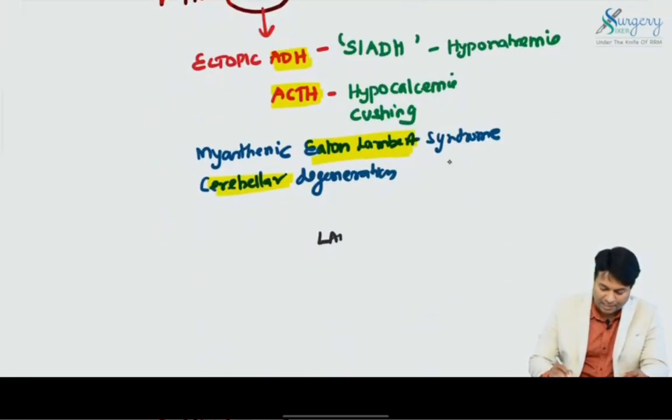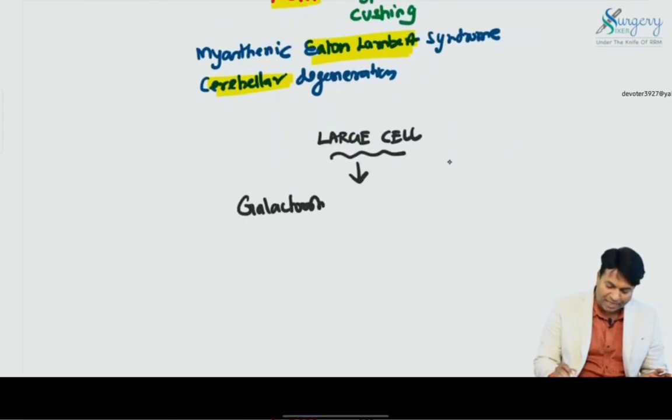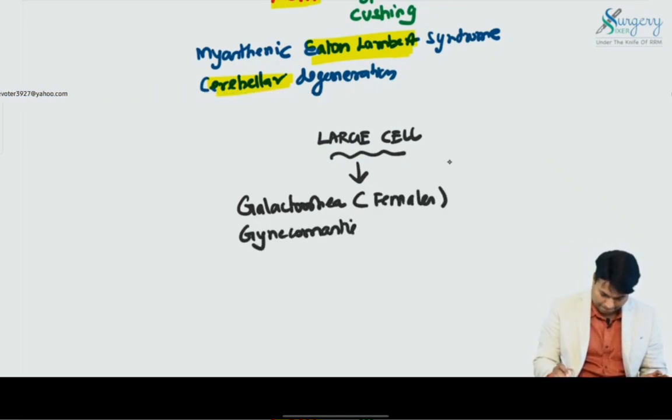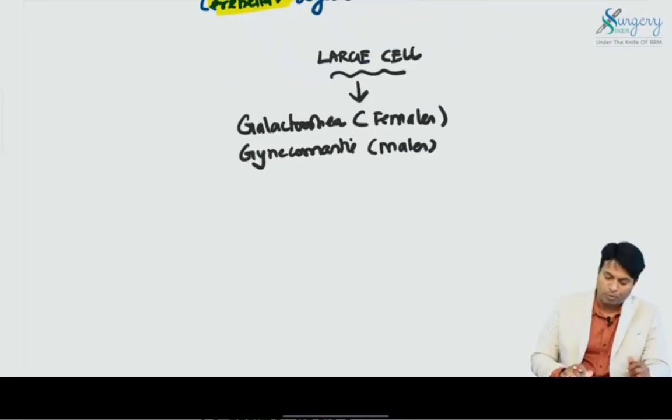Finally, the last cancer, large cell cancer. Large cell cancer mainly produces one interesting paraneoplastic syndrome. That is galactorrhea due to excessive prolactin production in females, and in males it produces gynecomastia. These are the classical paraneoplastic syndromes of large cell cancers.